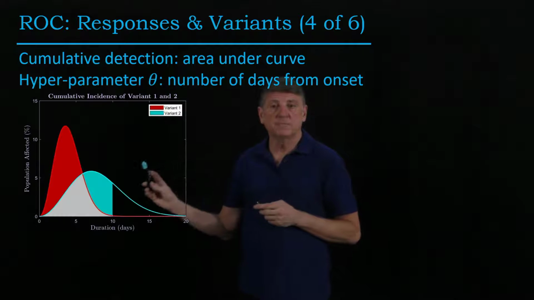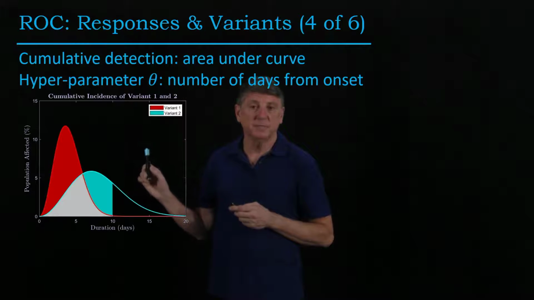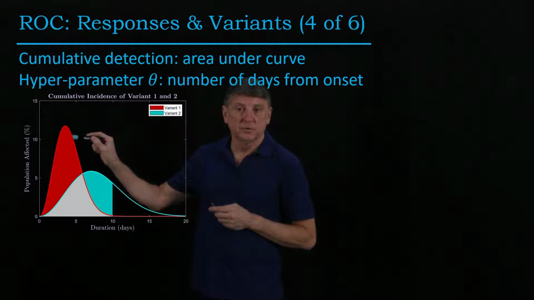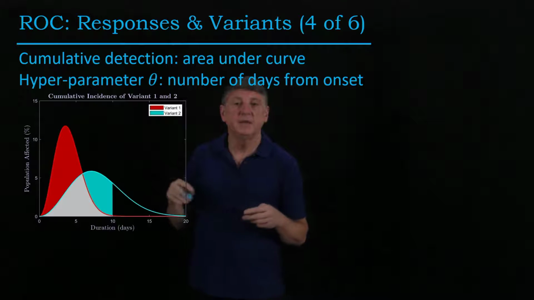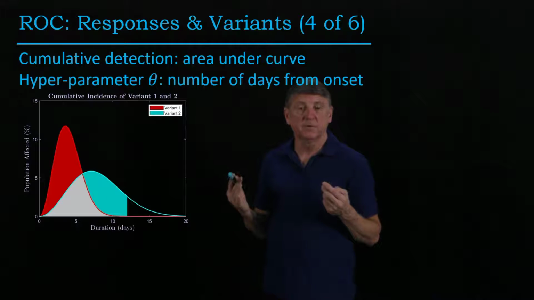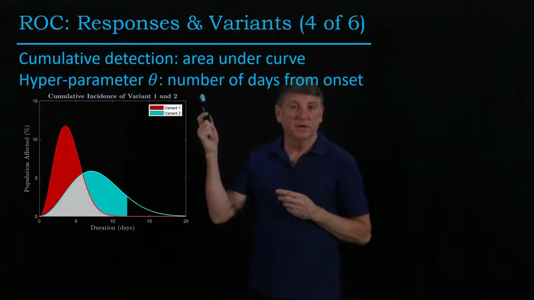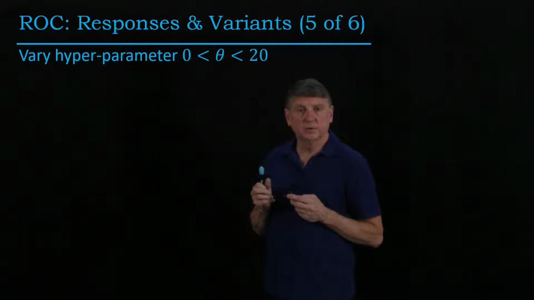And so for each value of this hyperparameter, we can build the number of true positives and the number of false positives, and then we can start looking at those, and we can build an ROC curve for the hyperparameter being the number of days from the onset. So let's take a look at what this would do.